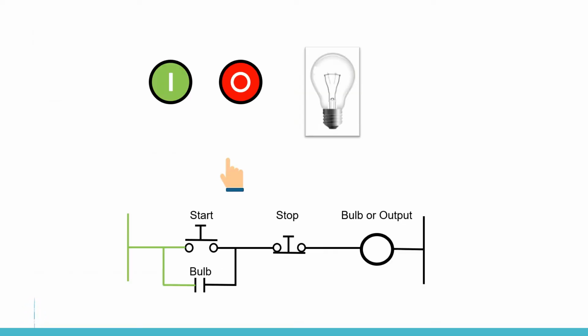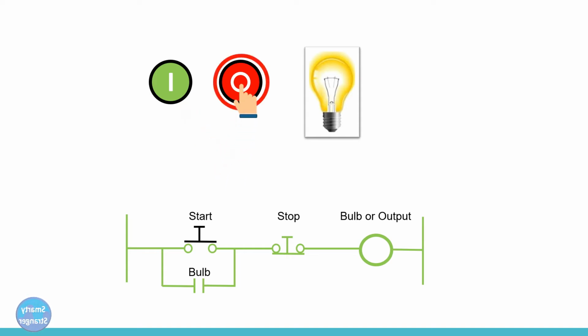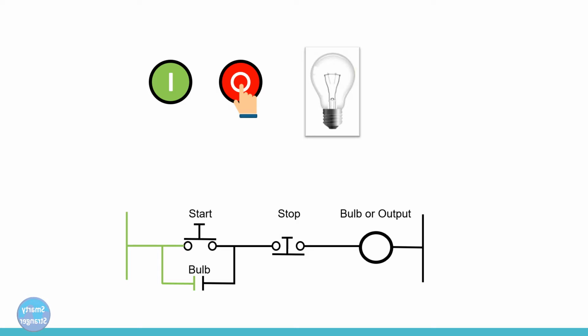When we convert it into a circuit diagram it would be like this. When we press the start button, our output is energized and the bulb will turn on. And when we release the button, the bulb remains on. And when we press the stop button, the output is de-energized and the bulb will turn off.